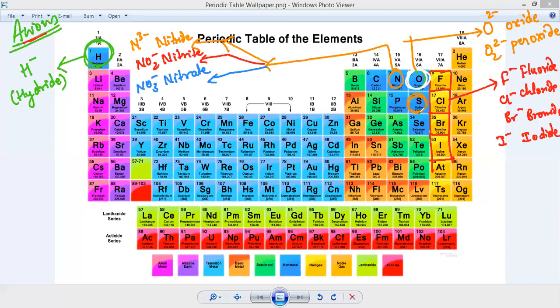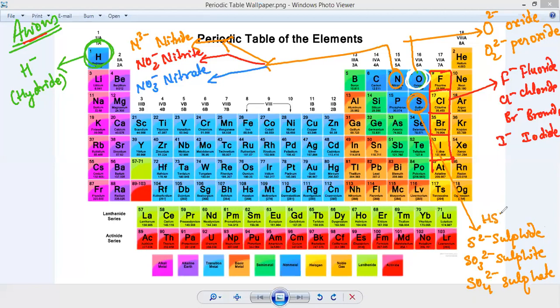Similarly, for sulfur, you have many anions. This is S2 minus, that is your sulfide. Similarly, you have SO3 2 minus, that is your sulfite. Then you have SO4 2 minus, that is your sulfate. Then you have HSO3 minus, that is bisulfite. Then HSO4 minus, this is your bisulfate. So these are different anions of your sulfur.